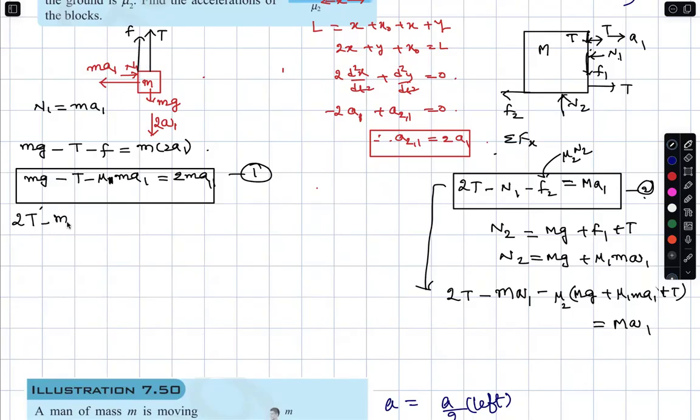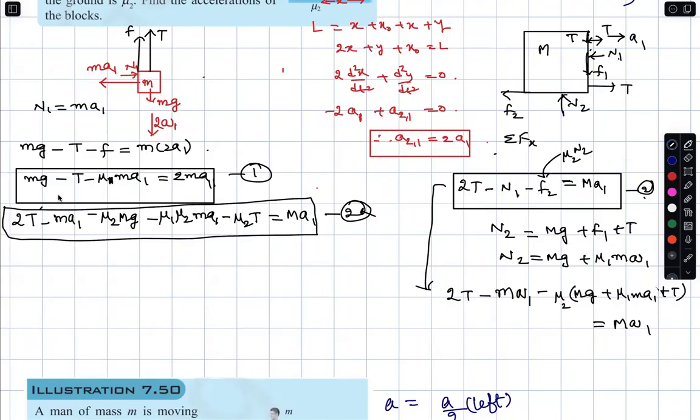2t - ma1 - μ2 capital MG minus ma1. Equation 2. Equation 2a otherwise.